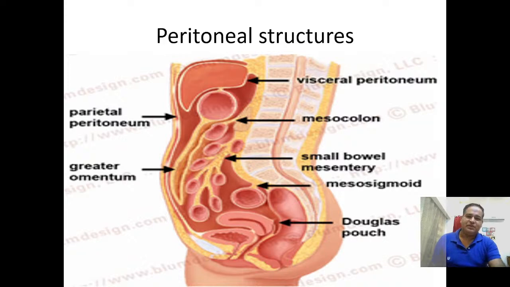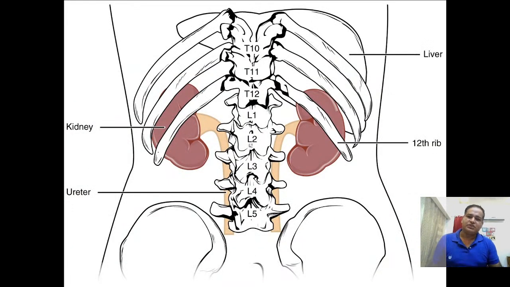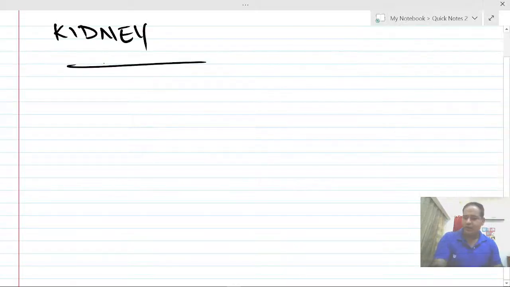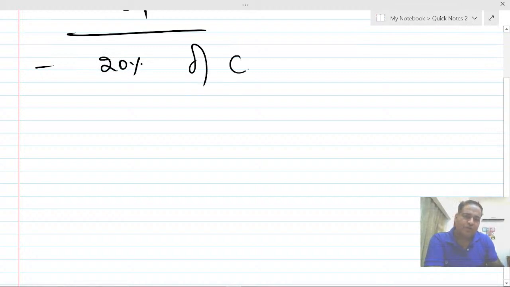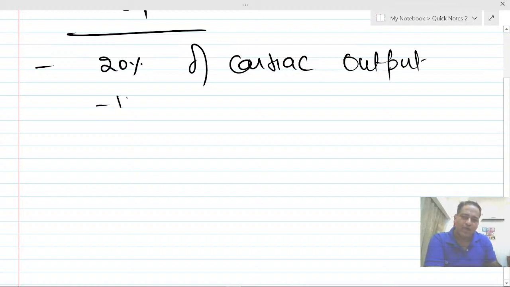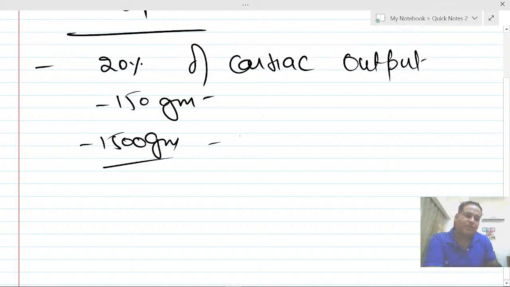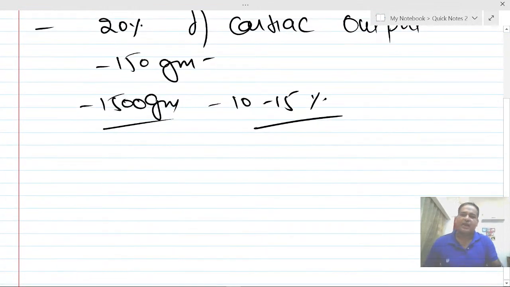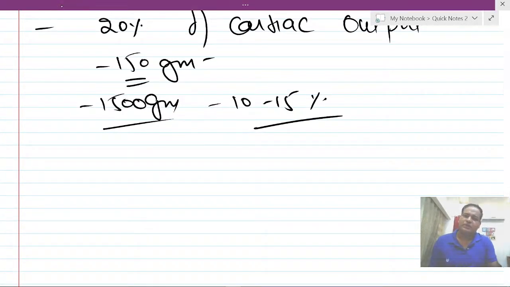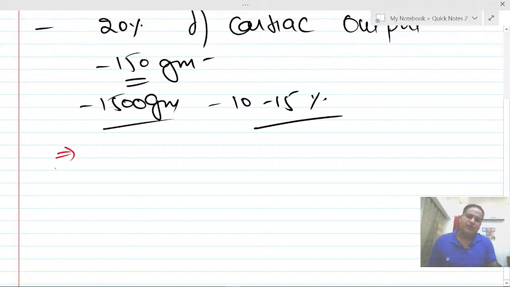Now, they are paired retroperitoneal structures. I told you that they are extremely vascular, so they receive 15 to 20% of the cardiac output. They are just 150 gram in size. Compare this to the liver, which receives just 10 to 15% of the cardiac output. So they are very, very small in size: 150 gram in males and around 135 gram in females.